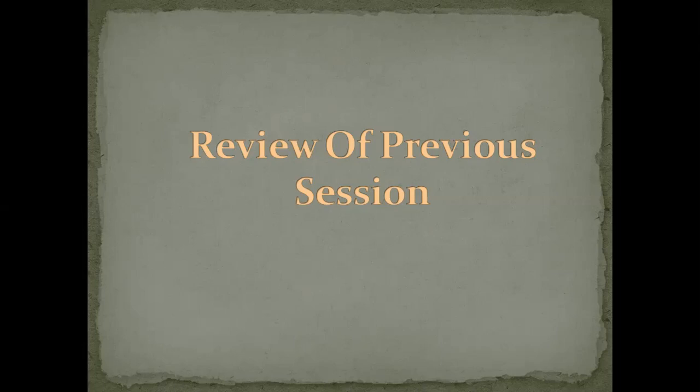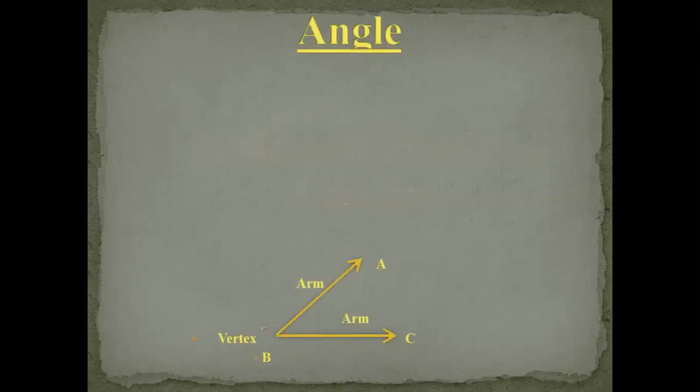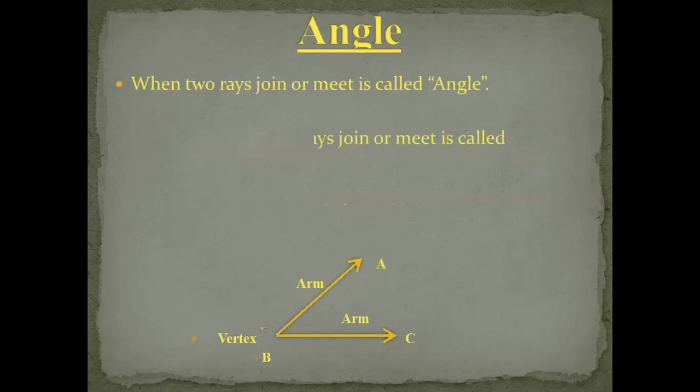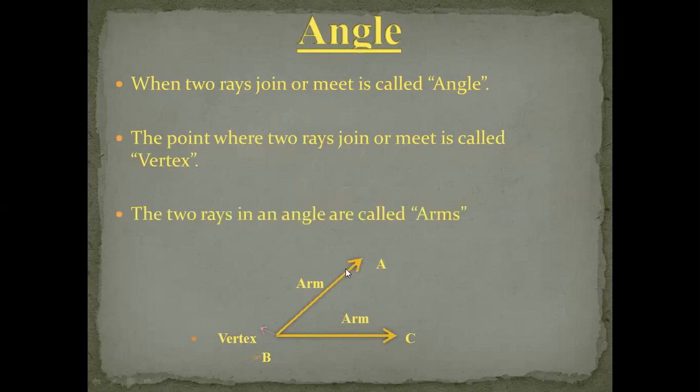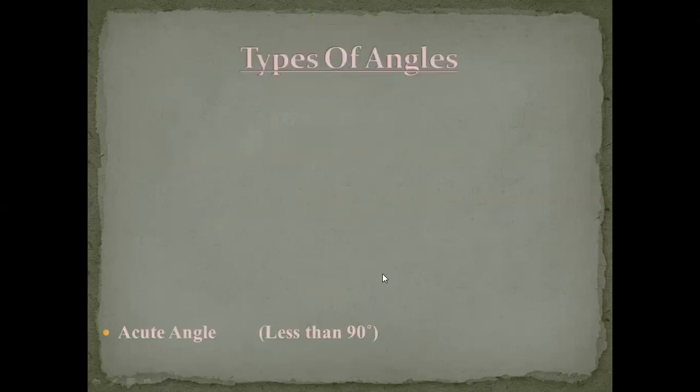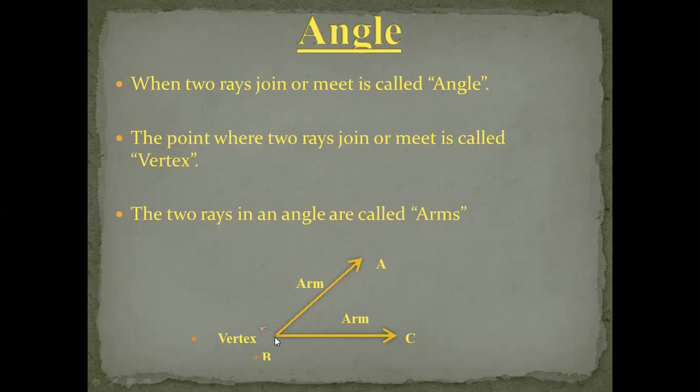What we have learned in the previous session is about angles: when two rays join or meet, it is called an angle, and the point where two rays join or meet is called a vertex. Can you see this point? The two rays in an angle are called arms. So in this angle, AB is an arm, BC is an arm, and B is the vertex.